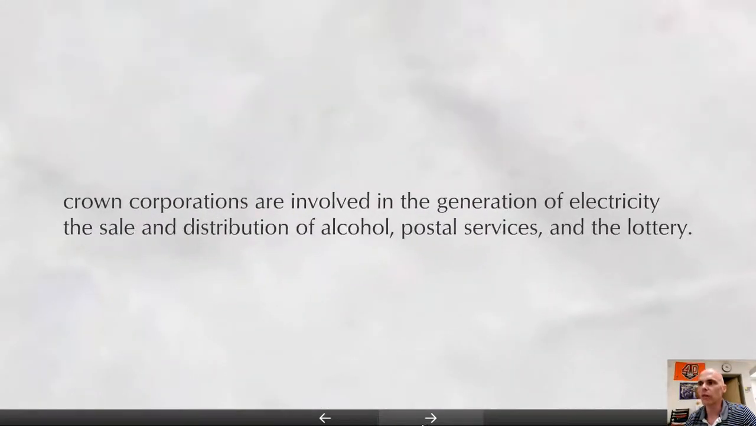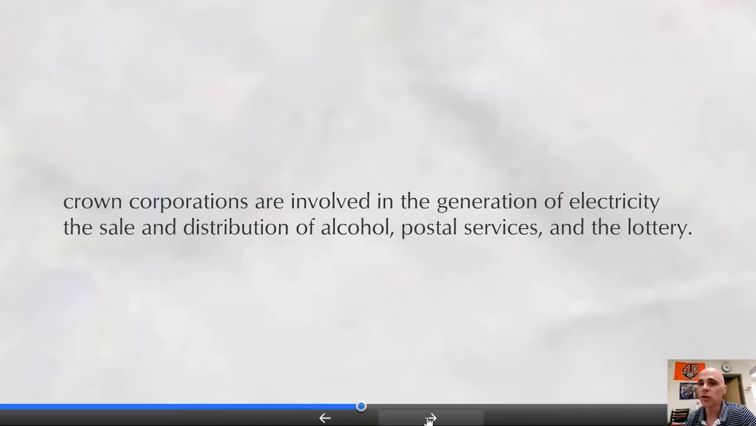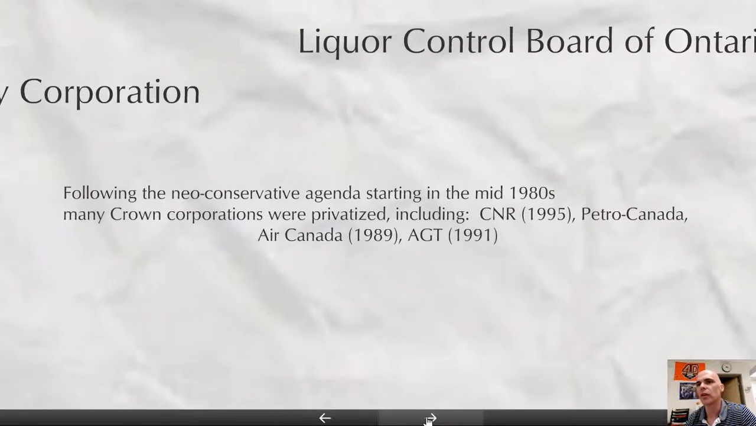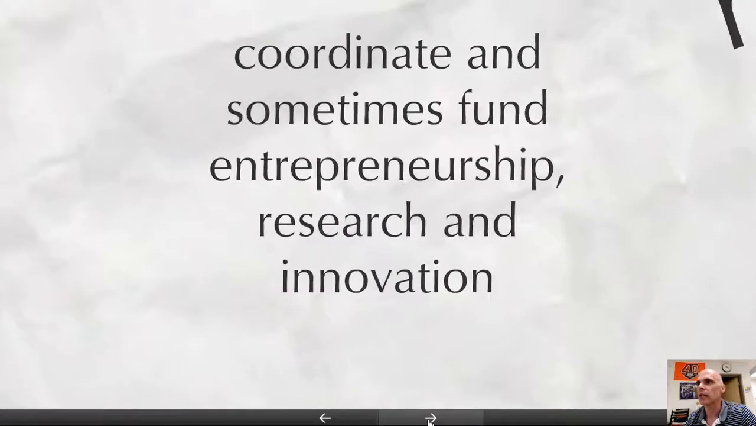Crown corporations are involved in the generation of electricity, the sale and distribution of alcohol, postal service in Canada, and the lottery. Following the neoconservative agenda starting in the mid-1980s, many crown corporations were privatized, especially right here in Alberta, including Alberta Government Telephones, AGT, 1991. But also federally, we saw CNR, Petro-Canada, and Air Canada all privatized.